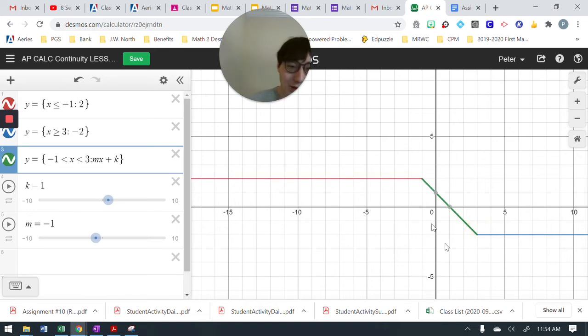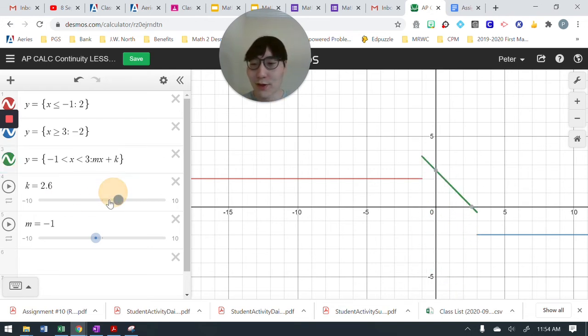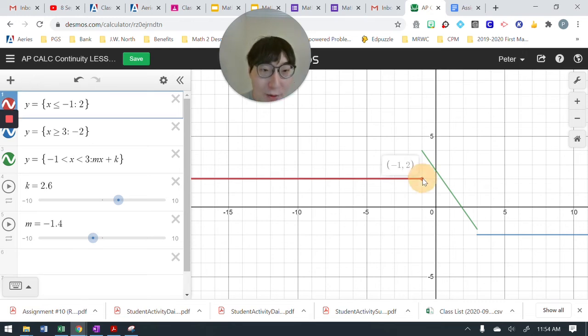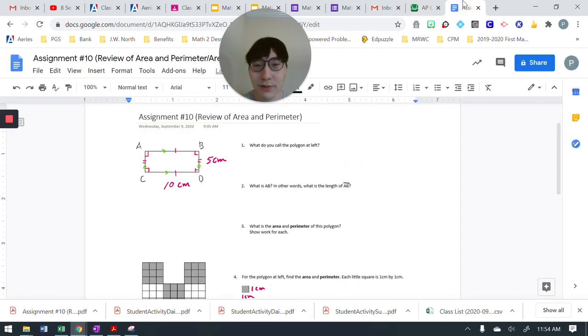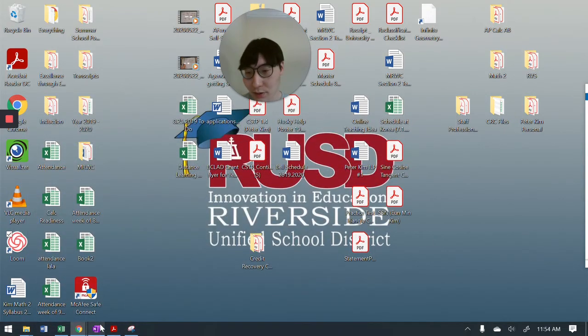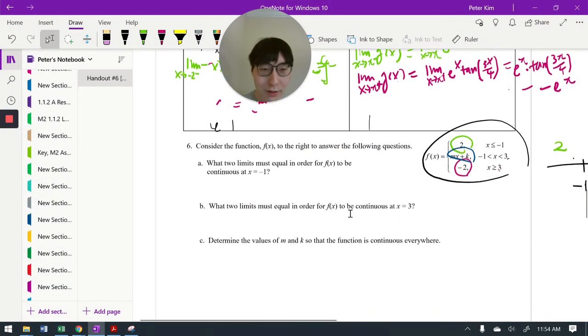Right. So I want you folks to see the connection right there. Ain't that pretty cool? Of course, we don't want to do guessing work just like we did here, even though it's pretty cool to see how we can connect those two. I mean, how can we make it continuous at x equals -1 and then x equals 3, right? So how do we work this thing out?